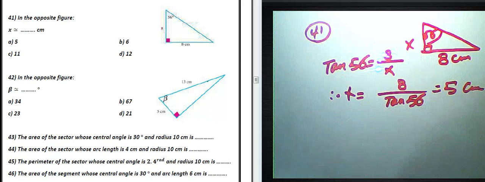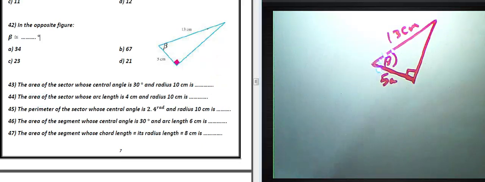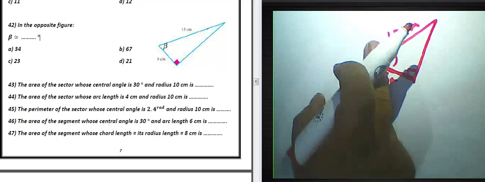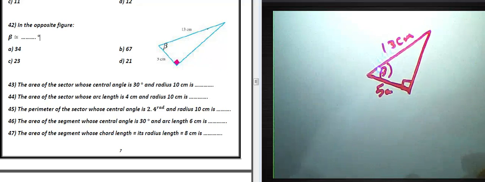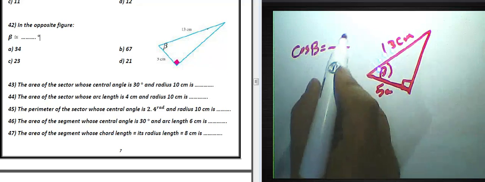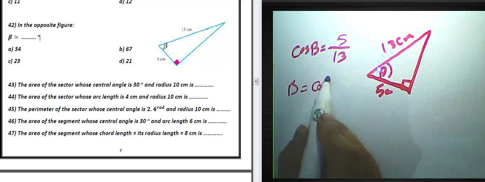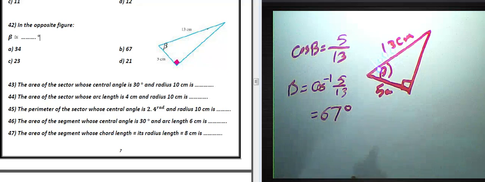Question 42. In the opposite figure, approximate the angle B. He asked about the angle. We know adjacent over hypotenuse equals cosine. So cosine B will be equal to 5 over 13. We can find the angle B equals the inverse cosine of 5 over 13, which equals 67 degrees by the calculator.